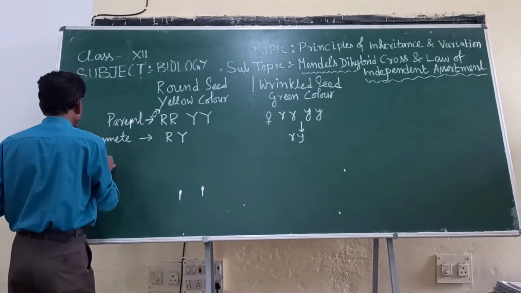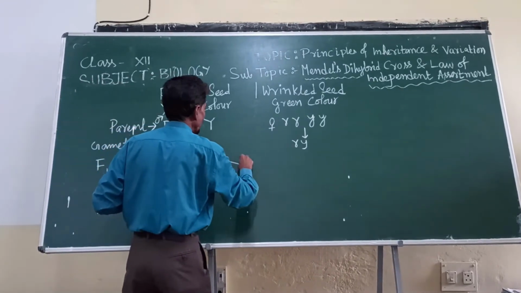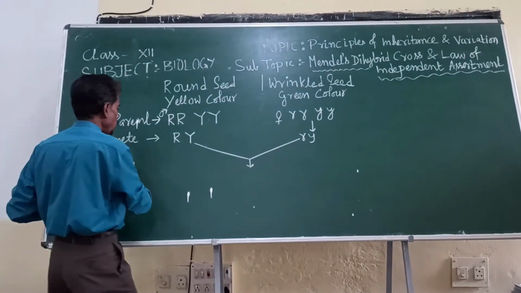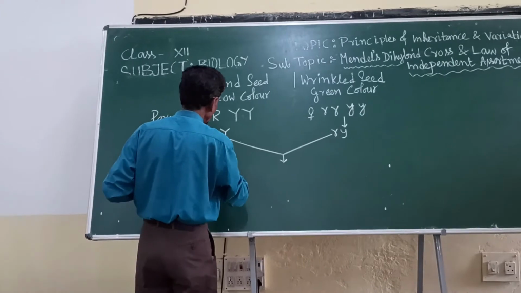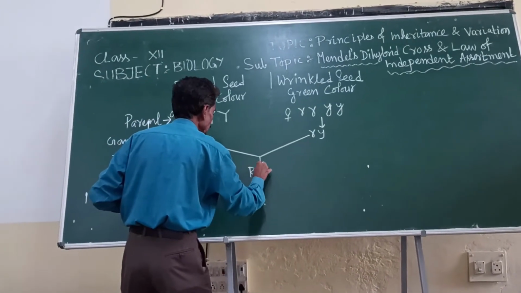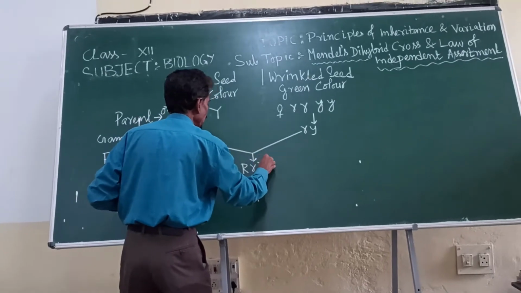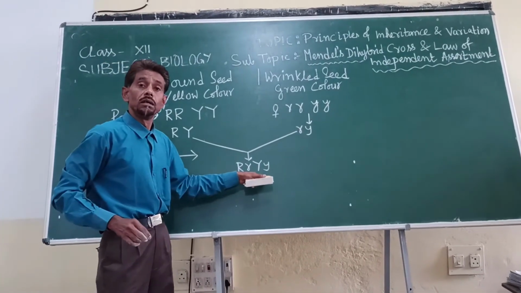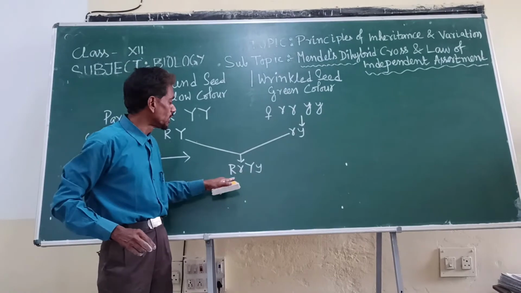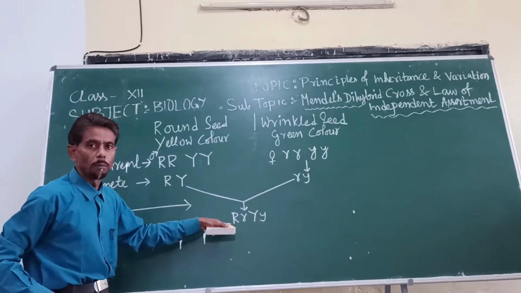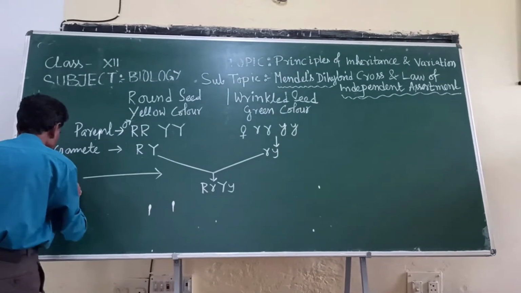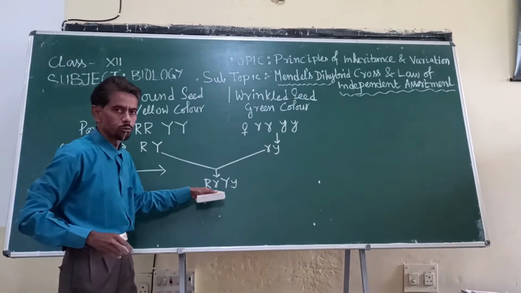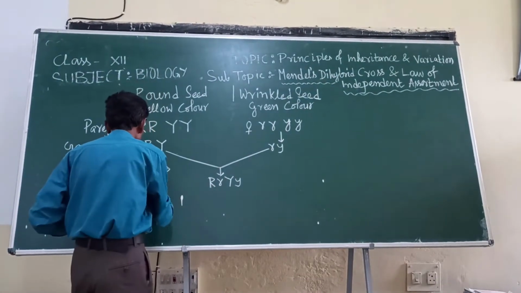Now, when these two gametes so produced are cross-bred, the F1 progeny we are getting here is capital R, small r, capital Y, small y. What will be the resultant phenotype? This is the genotype, the F1 genotype, the genotype of the F1 offspring. All the F1 offspring have this genotype.